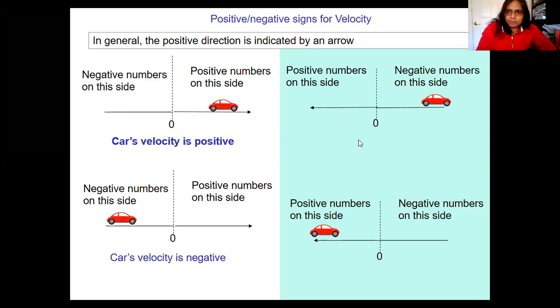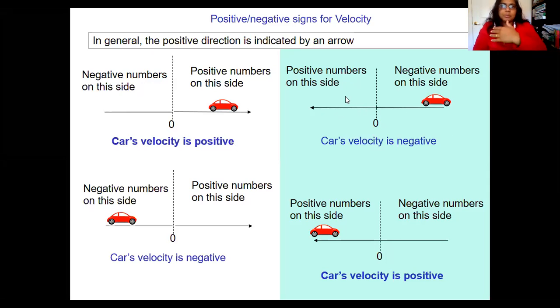Then on this one, the car velocity is negative because it's going opposite to the positive direction. And on this one, the car velocity is negative because it started from the positive numbers and again, it traveled opposite to the positive direction. So it is negative. Now here, the car started from the negative numbers and traveled towards the positive numbers, and also it followed the same direction as the positive direction pointed, right? So the car's velocity is positive.